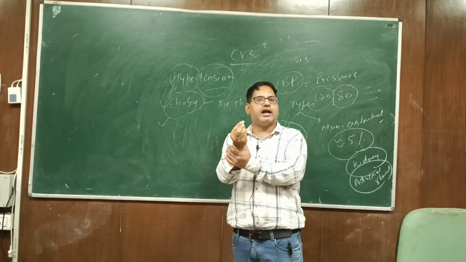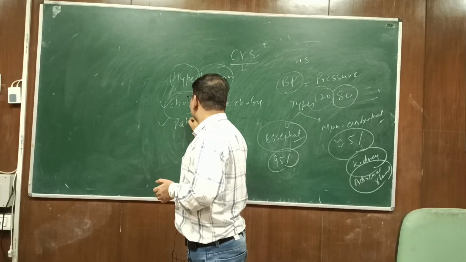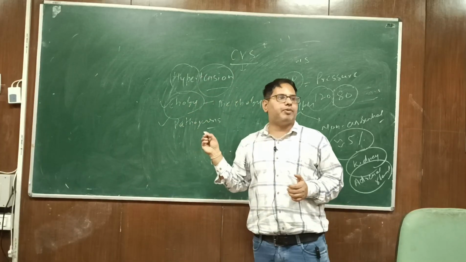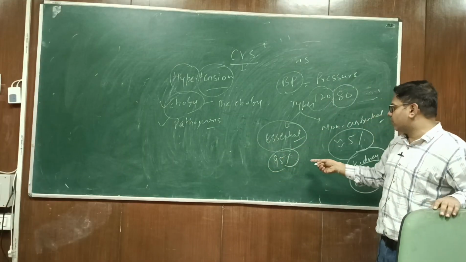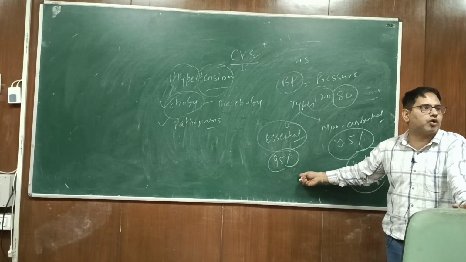Then you have to write the pathogenesis, right? And before that you have to write the epidemiology. In epidemiology, I think we have already covered. In epidemiology, you have to write the percentage of cases. So you have to write approximately 95.